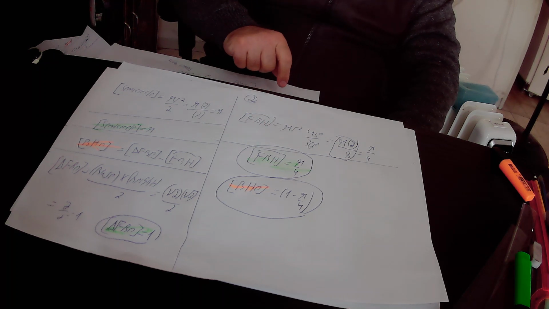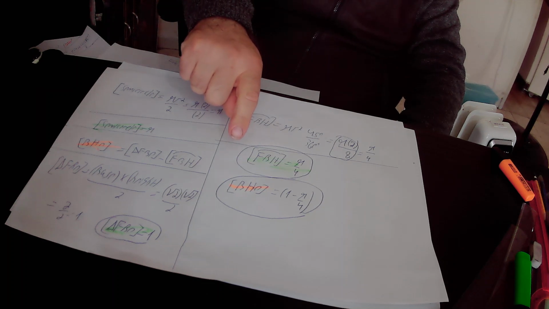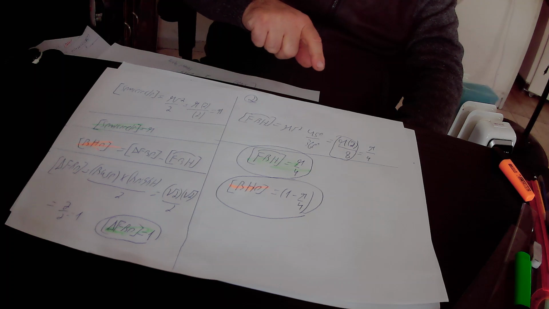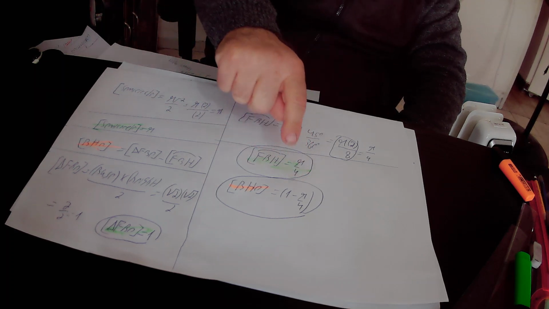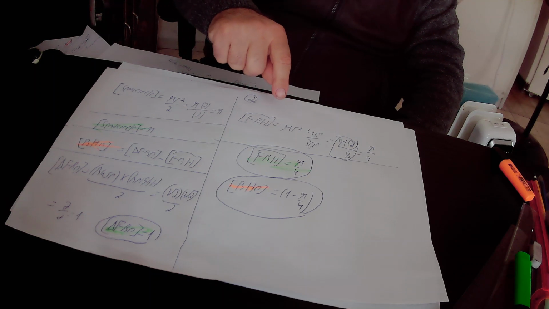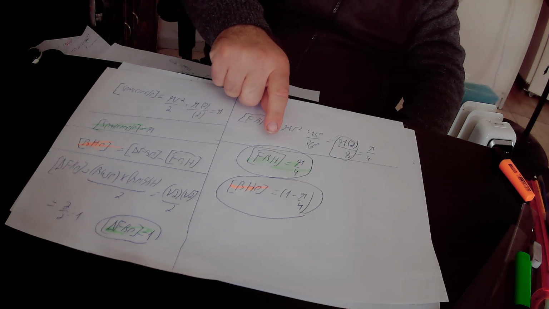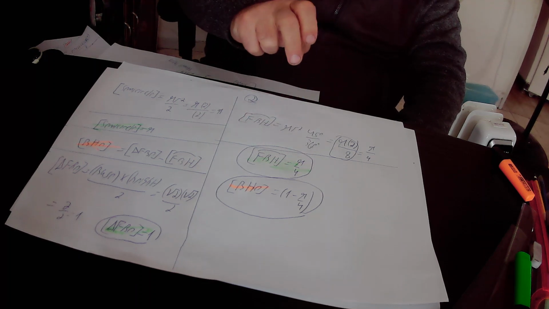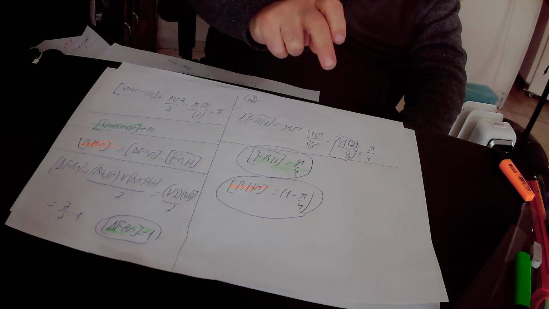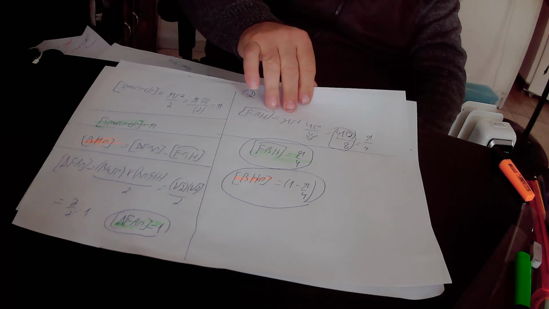Therefore, in total, the area of the orange shape BHO equals the area of the right triangle FBO, that is 1, minus the area of the small sector FBH, that is pi over 4. So the area of the orange shape in total equals 1 minus pi over 4 square units.